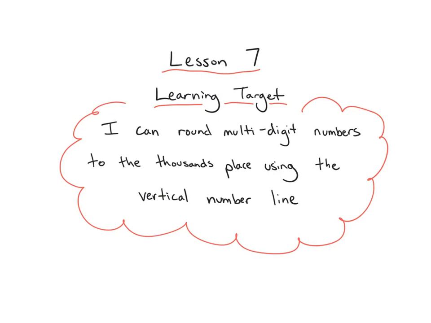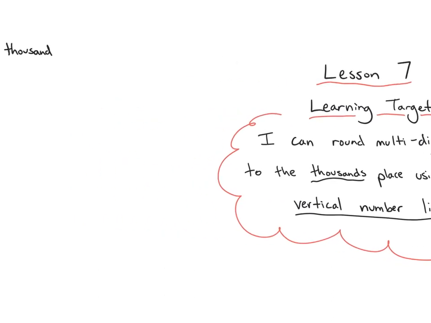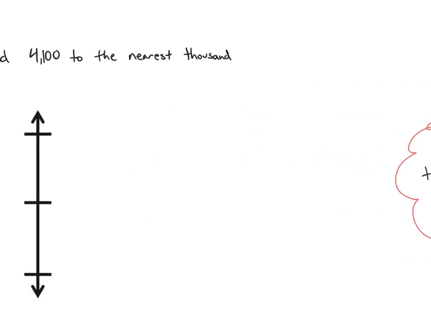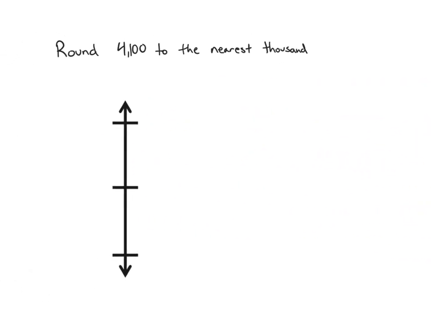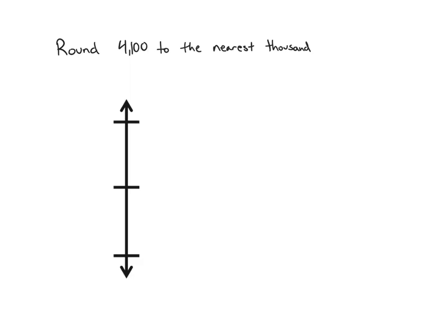So we're going to be introducing ourselves to rounding today, and we're going to just focus on rounding to one specific place value, the thousands place, and we're going to be using the tool of a vertical number line to help us do this. So let's go ahead and jump into the first problem, where we're going to be introduced to the concept of rounding with the vertical number line to the thousands place.